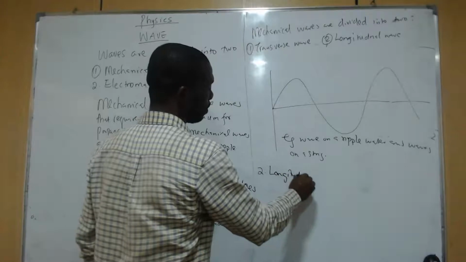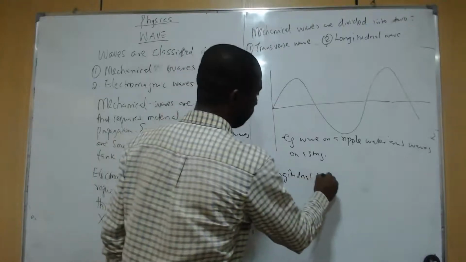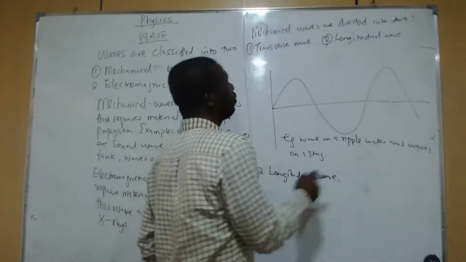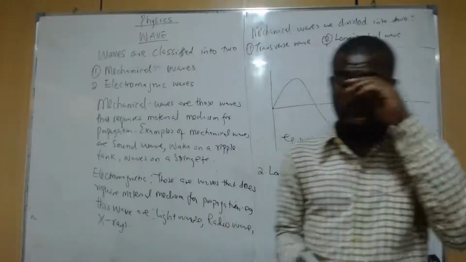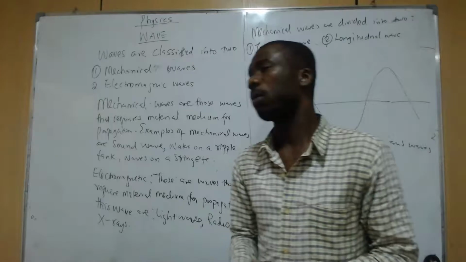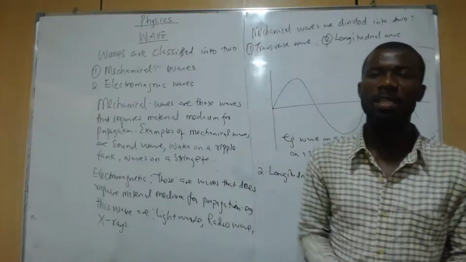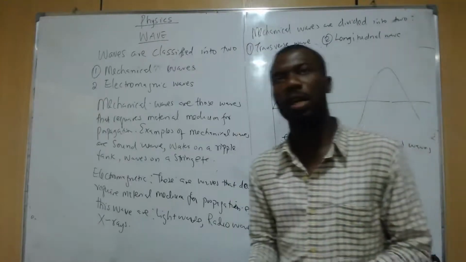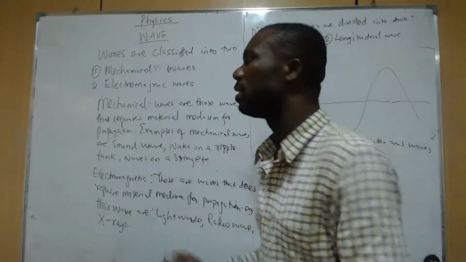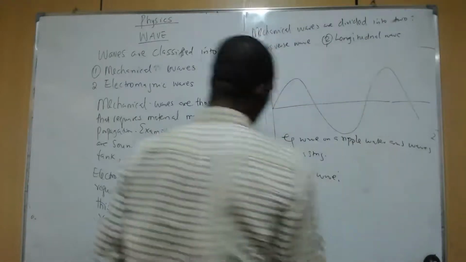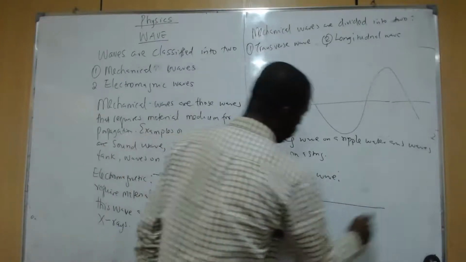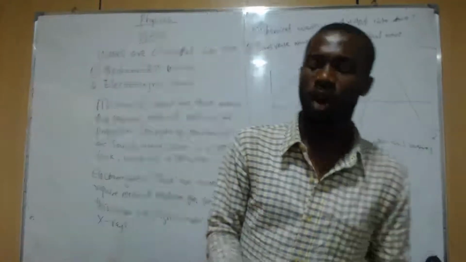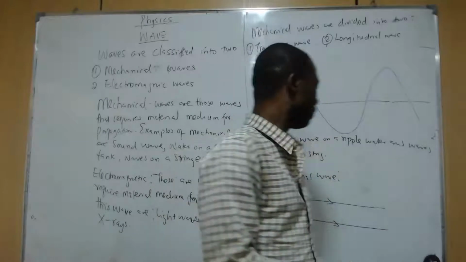Longitudinal waves are those waves where the wave is parallel to the source of disturbance, which means a wave might be moving this way, and the source of disturbance oscillates along the same direction.